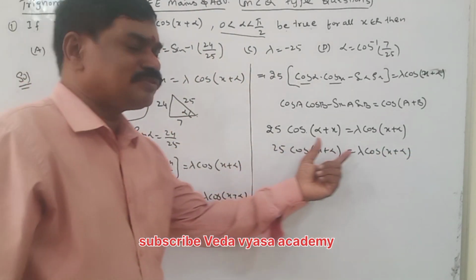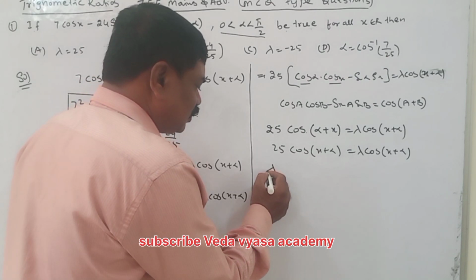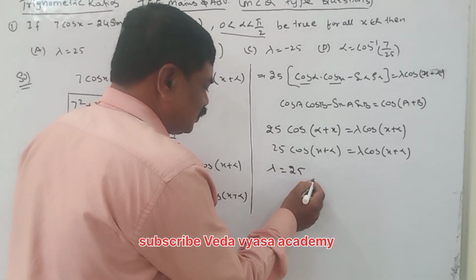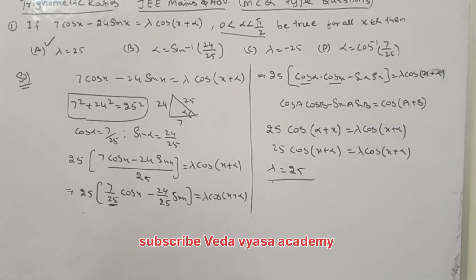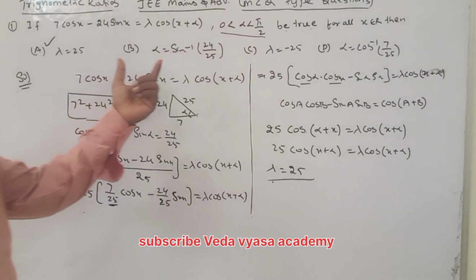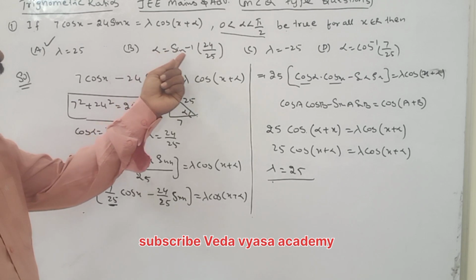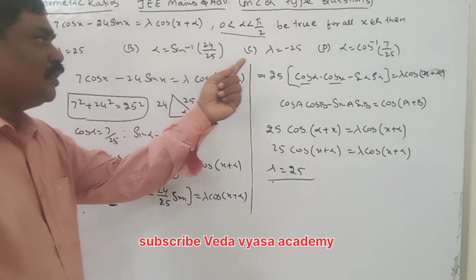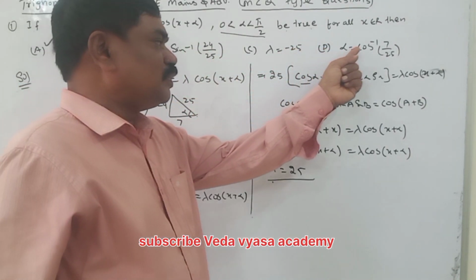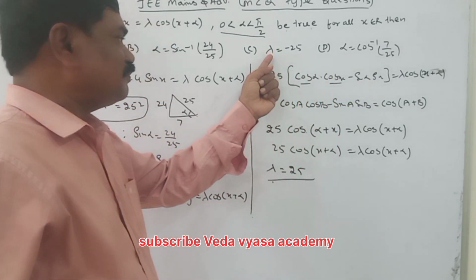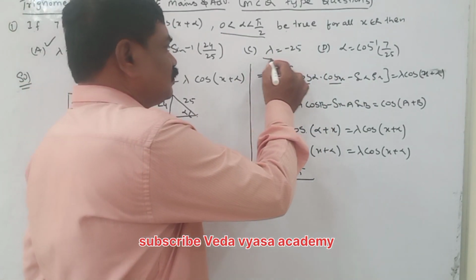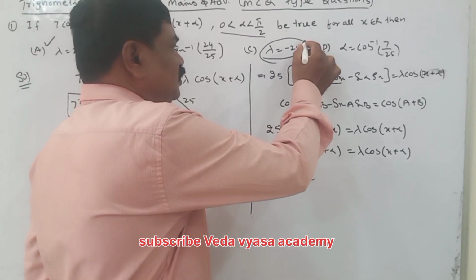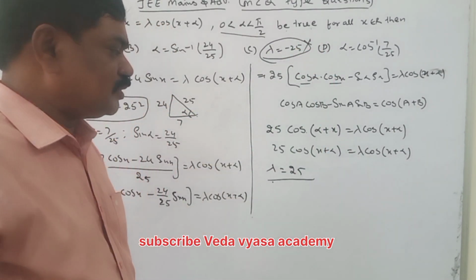By comparing these two, what is lambda? Lambda is equal to 25. So option A is the answer. And one more option is given: lambda is equal to minus 25. The lambda value we have already found, so this is the wrong answer.